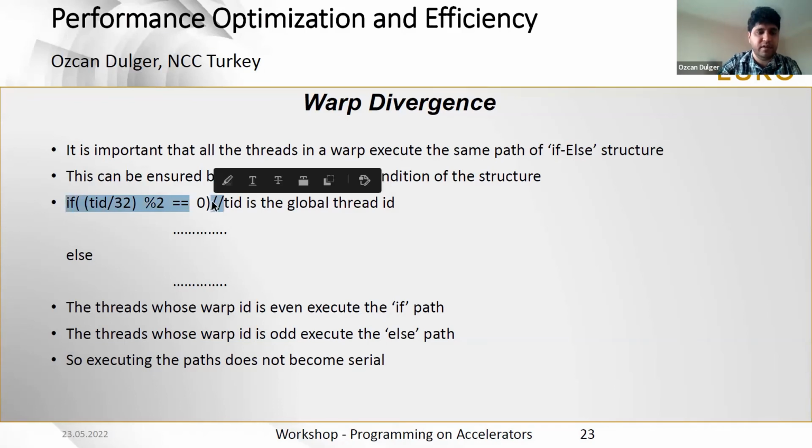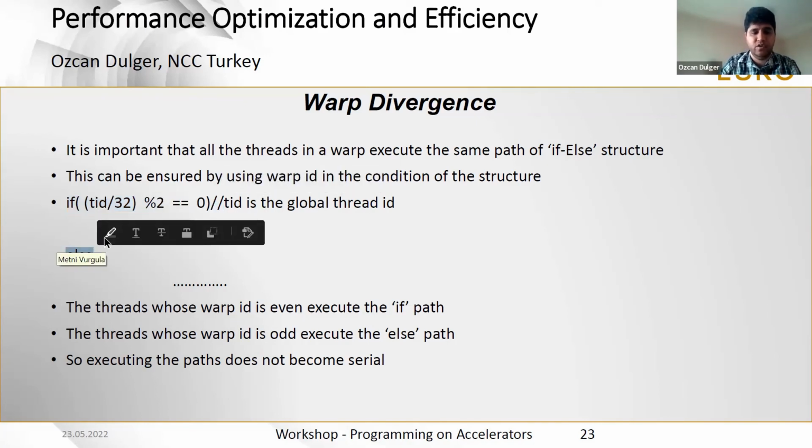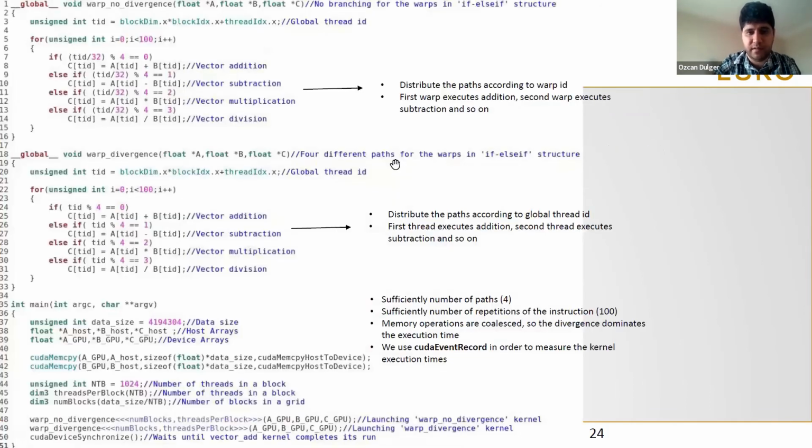The threads whose work ID is even execute the if path. The threads whose work ID is odd execute the else path. So executing the paths of the work does not become serial with this approach. And I would like to show you an example. This is the last example.